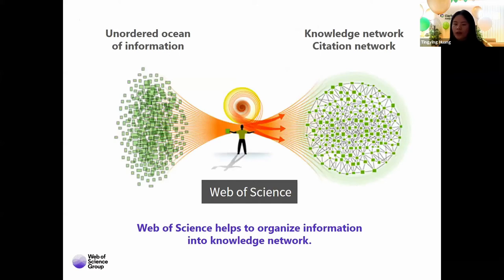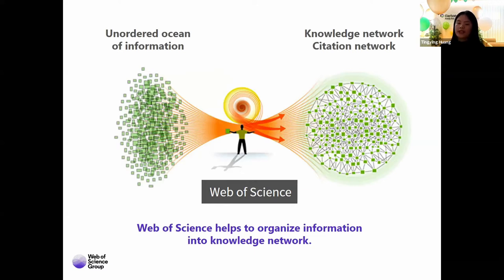However, when Web of Science comes to us, we could find everything changes. The unordered ocean of data will be organized or reorganized into a knowledge network and linkage. And then all of the information can be connected to each other. This kind of knowledge network assists us to be more efficient in literature review and paper searching.